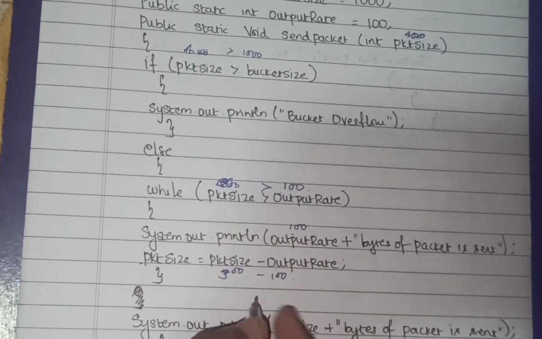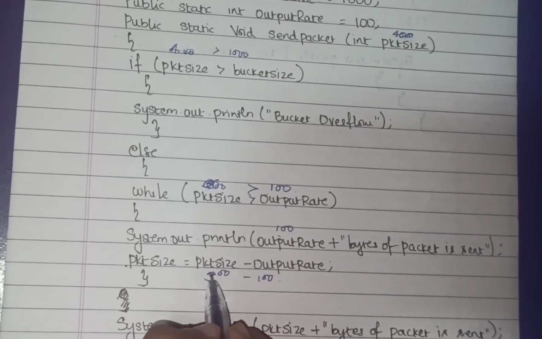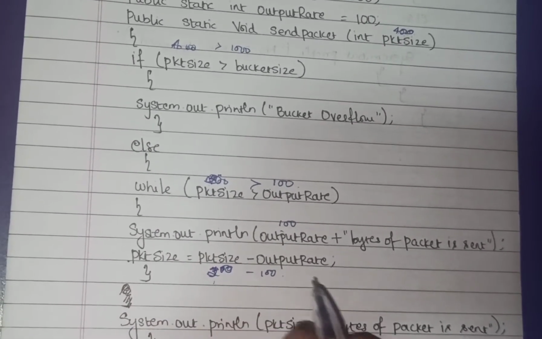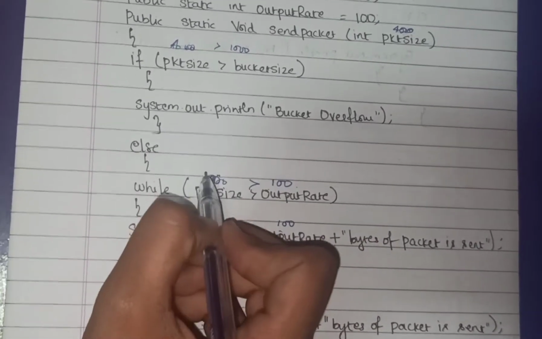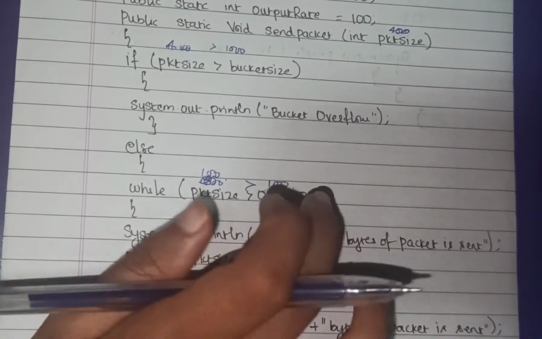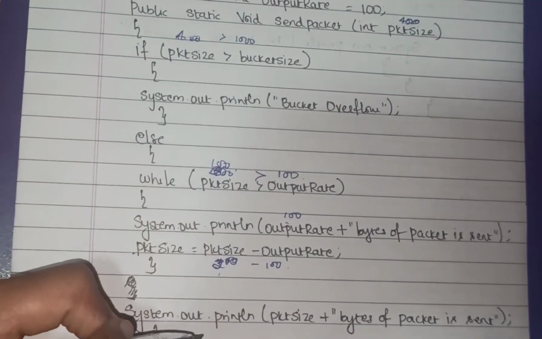After which you have the packet size, which is 200. So 200 minus 100 will give you 100, and that will be stored in the packet size. Again you have 100 as the packet size and the output rate is 100. So is 100 greater than 100? It is not true, so it will come out of the while loop.